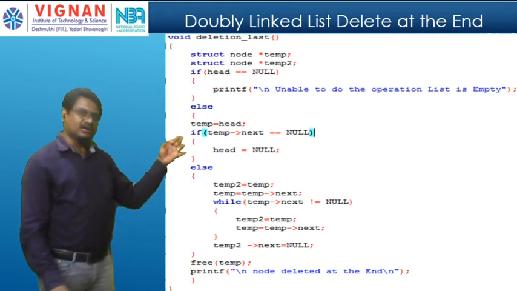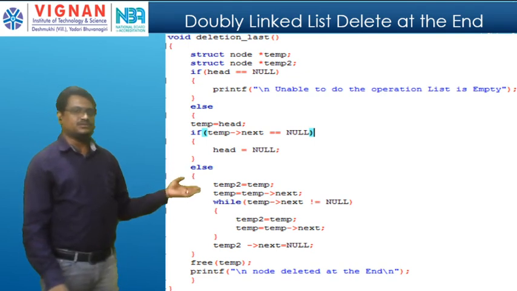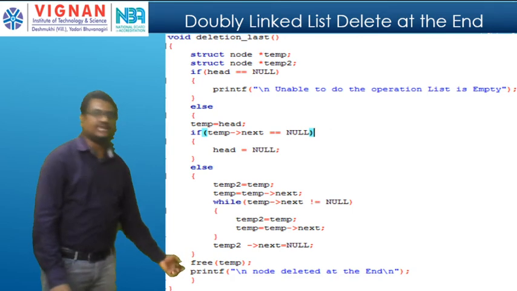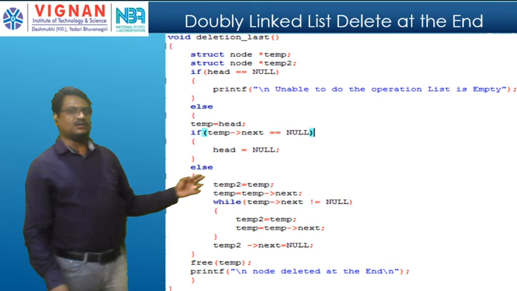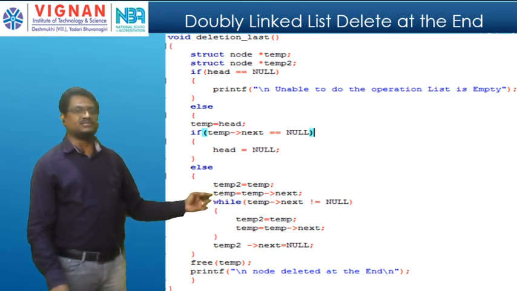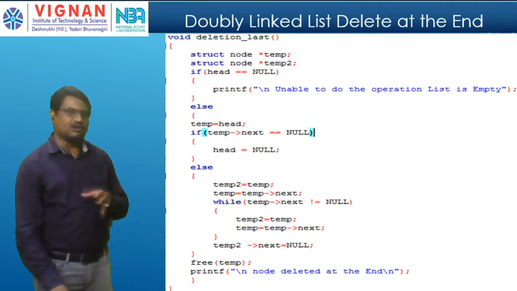If it is not null, that means I have some values other than the first element. So I will traverse to find the last element of the double linked list. Then I will delete from the double linked list and free the space. The same process, the 9th step. Here, to find the last element, I am storing the temporary variable into temporary 2 and I am moving the temporary variable to the next one. So here temporary stores the last element, and temporary 2 stores the element before the last element.